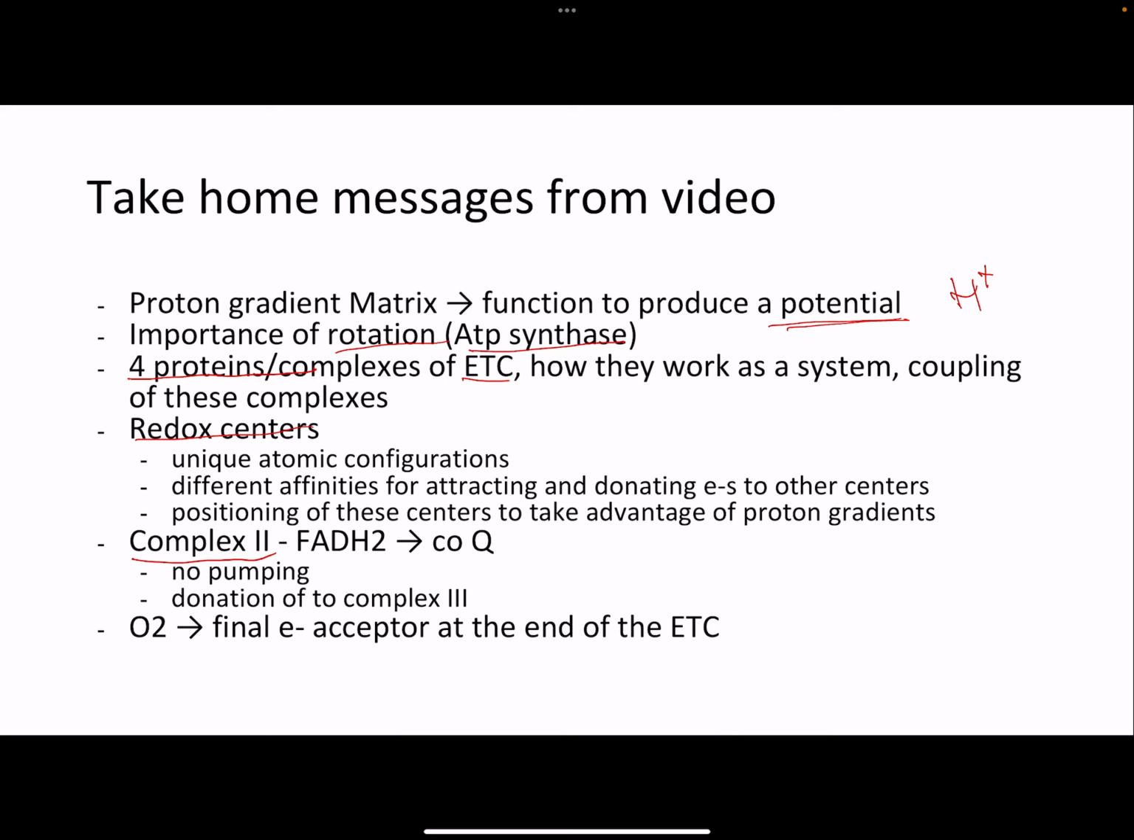We also have a complex 2 that is slightly different in that it's taking in FADH2, transferring those electrons to coenzyme Q. There is no pumping, but these electrons are donated to complex 3. And finally, oxygen is our final electron acceptor at the end of the electron transport chain. With that, that is the end of this lecture.